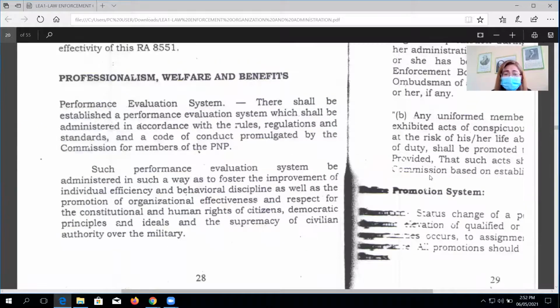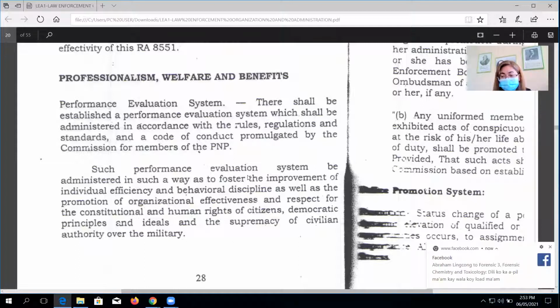So as you can see, our performance evaluation system is very important, to assess if our police officers are performing properly, if they are still effective in their job, and if they know their assignment. For example, if they are assigned as the desk officer, they must be aware of the jobs and the limitations of a desk officer. Or if they are made a team leader, they must know the work of a team leader, their after activity reports, and so on and so forth. So that is still part of your performance evaluation system.